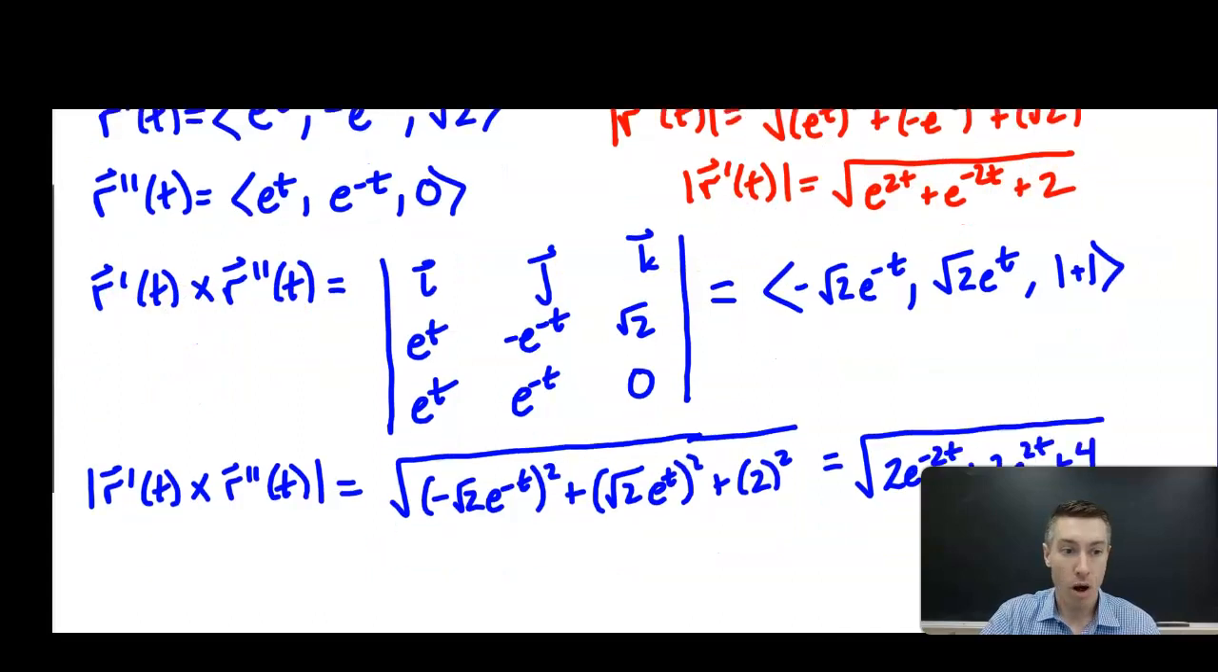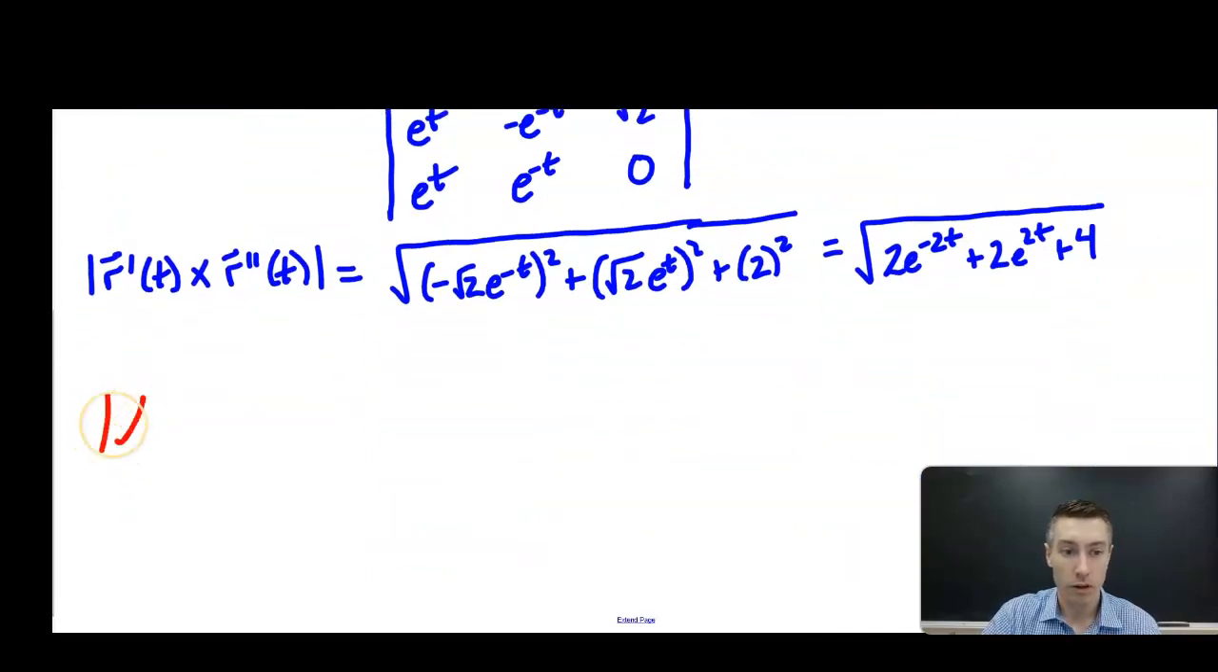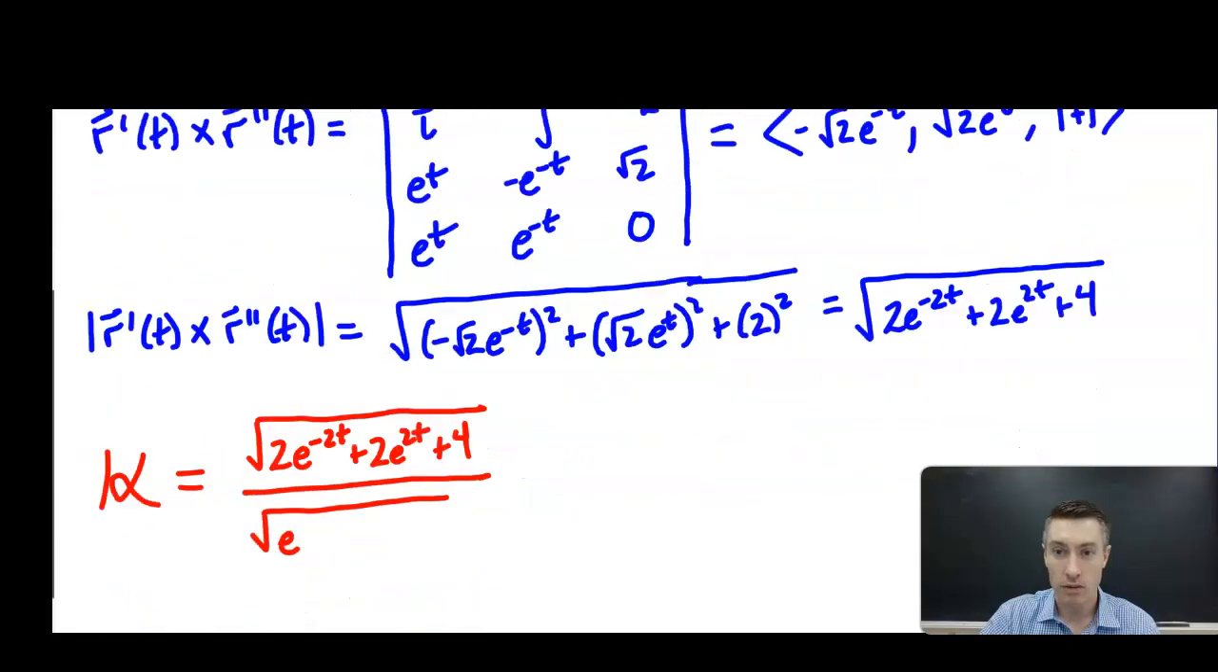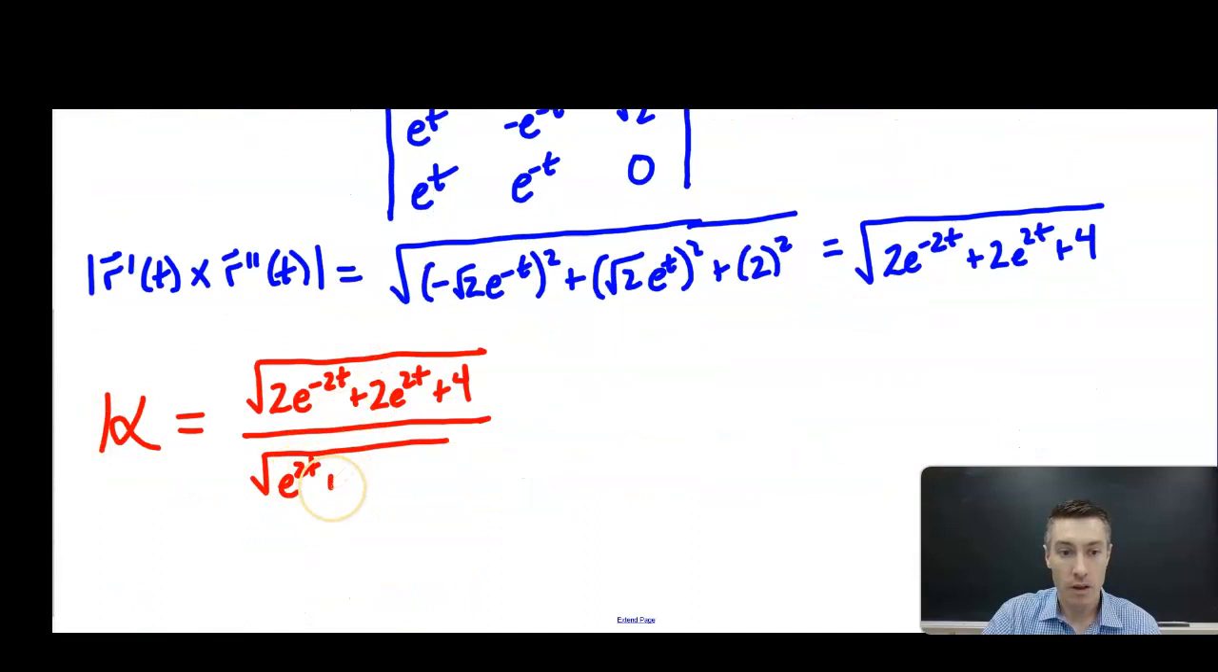We have our quantities, and we can go to compute curvature. So curvature is equal to the magnitude of the cross product, so the square root of 2e to the negative 2t plus 2e to the 2t plus 4 over the magnitude of r prime of t, which is the square root of e to the 2t plus e to the negative 2t plus 2, and we're going to raise that to the third.